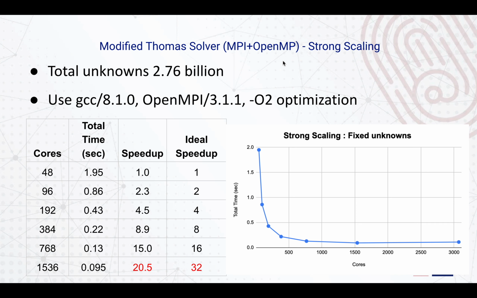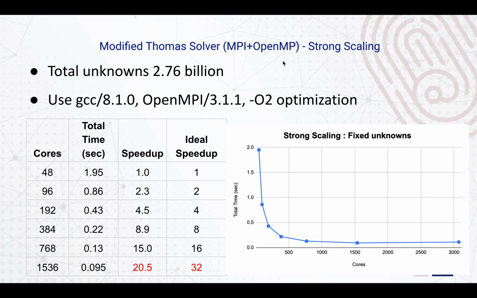Now we talk about the solver, which is the bottleneck in our parallelized implementation. We are currently in the process of replacing this particular serial solver with a modified version of the Thomas solver, which can be parallelized among multiple nodes. If we consider a strong scaling problem of approximately 2.76 billion unknowns, we get a speed up of around 15, whereas the ideal speed up is 16 with 768 cores.